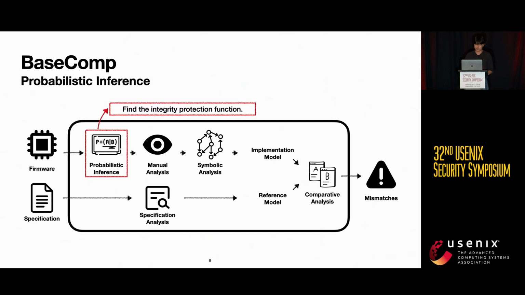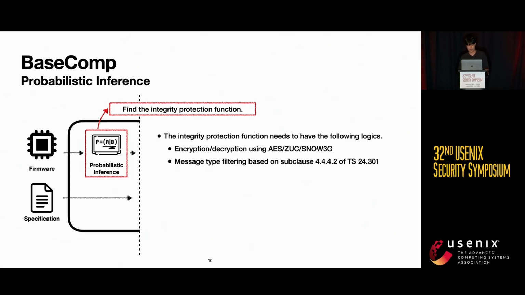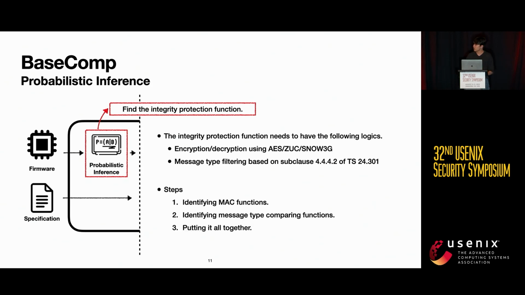So the first step is to find the integrity protection function with probabilistic inference. This step is based on the assumption that the integrity protection function we find needs to have two logics. First, it has to do encryption and decryption for calculating the MAC. And second, it has to have message type filtering logic based on a subclass in the specification. With these, BASECOMP follows three steps to find the integrity protection function.